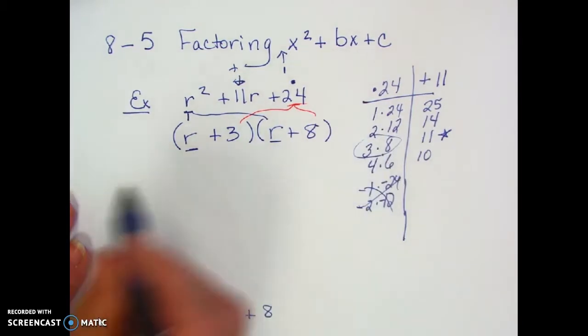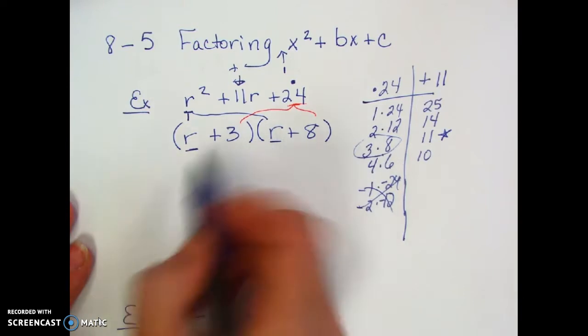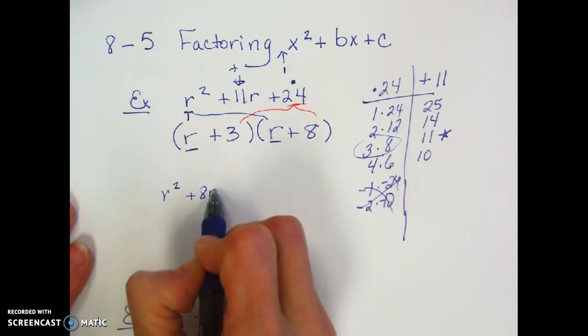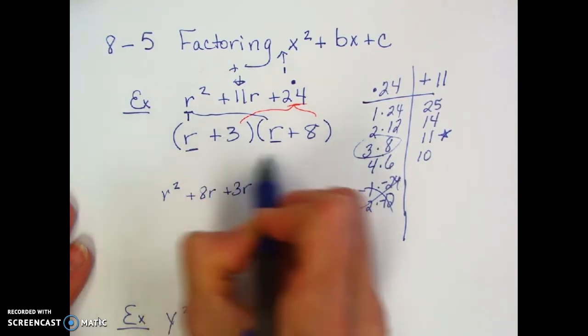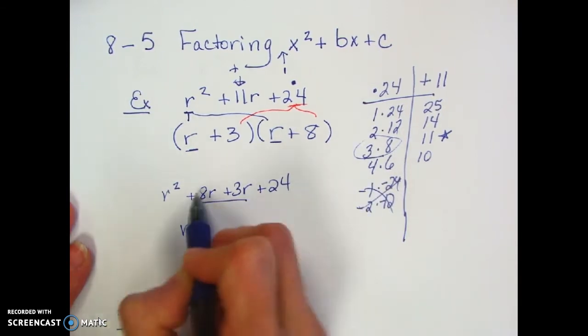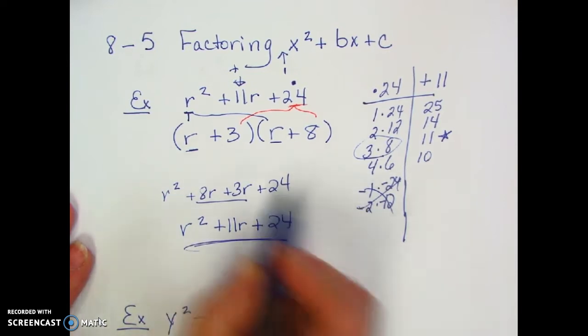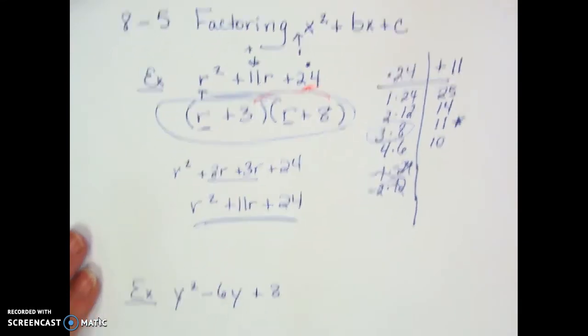So this is going to have to be 3 and 8. Try it, check it, make sure it works. So let's distribute this back together. R times r is r squared. R times 8 is plus 8r. Distribute the 3: 3 times r is 3r, and 3 times 8 is 24. Add the like terms in the middle. R squared plus 11r plus 24 is what we started with. So this is the correct factored answer. Now, they do get more complicated, but this is the basic idea for us to start.